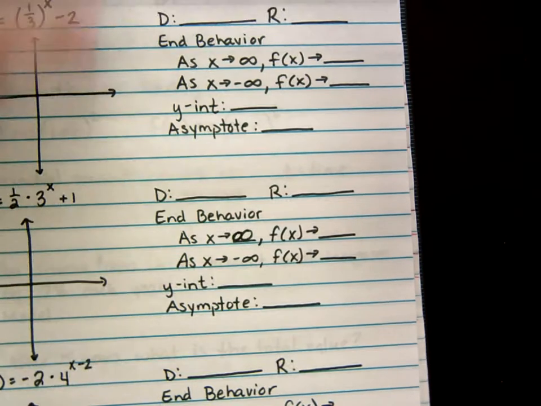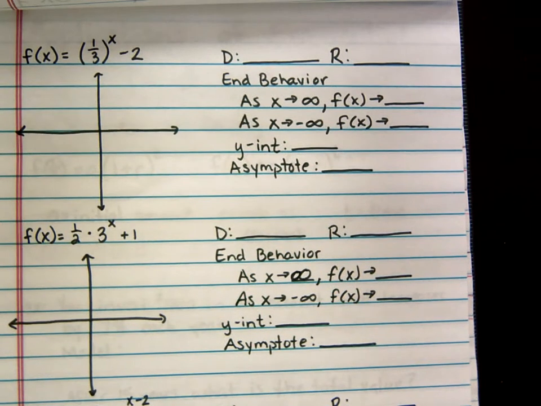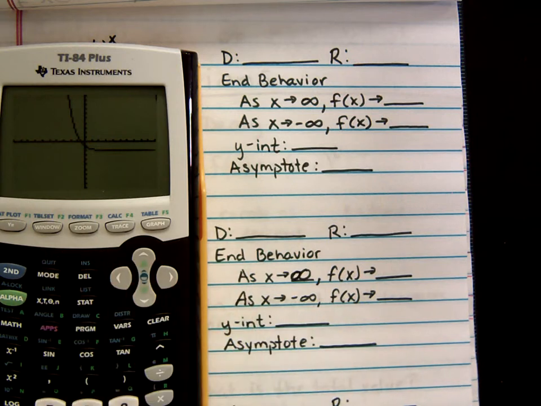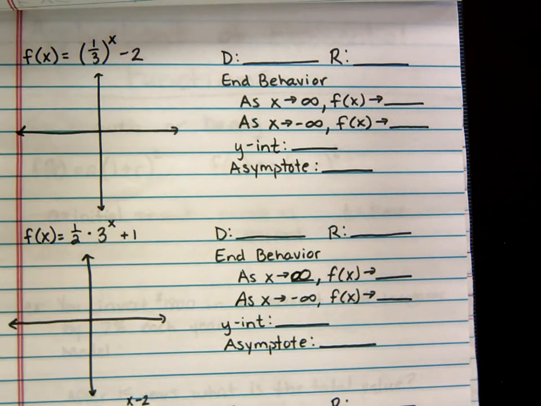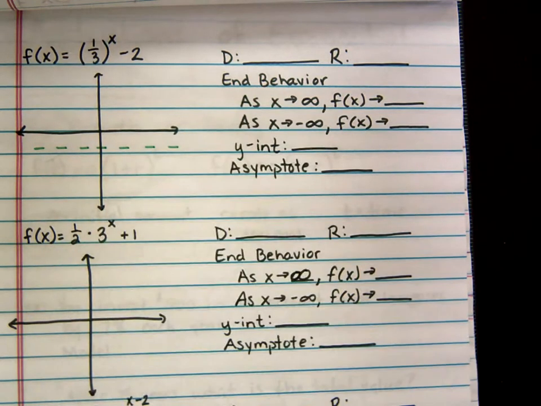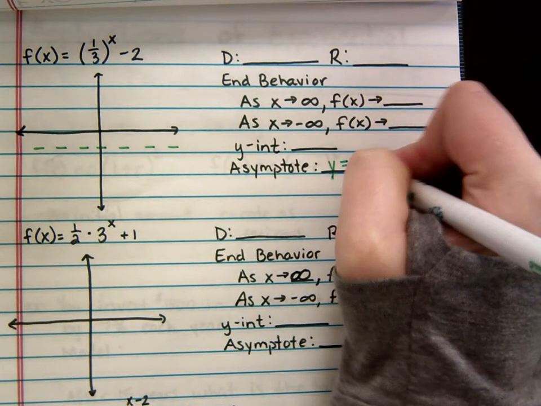So let's look at some graphs that have transformations on them. With this one here, I have 1/3 to the x power minus 2. And the graph looks like that. Now, in this particular graph, the asymptote is at -2. So somewhere down here, I'm just sketching right now. The line y equals -2 is your asymptote.